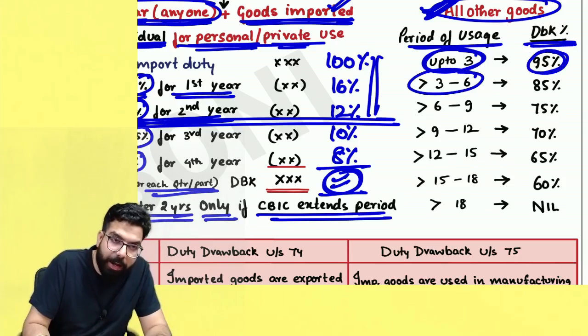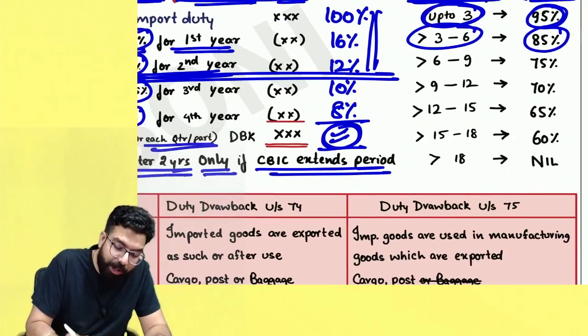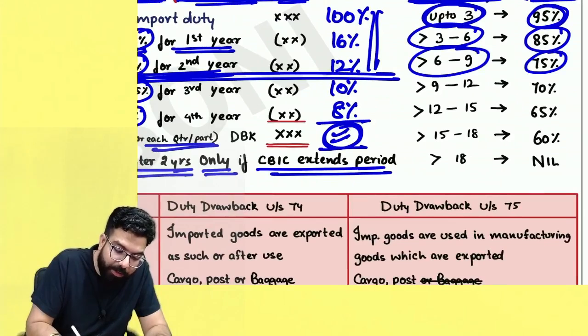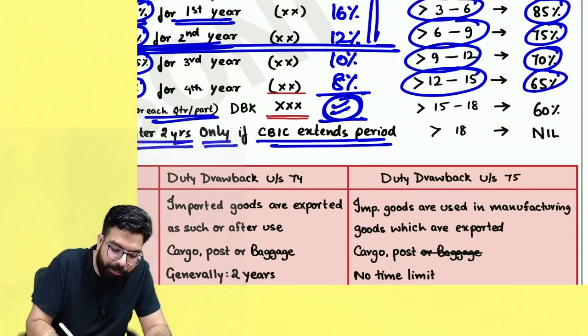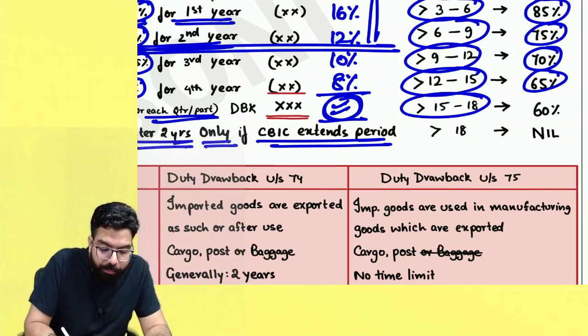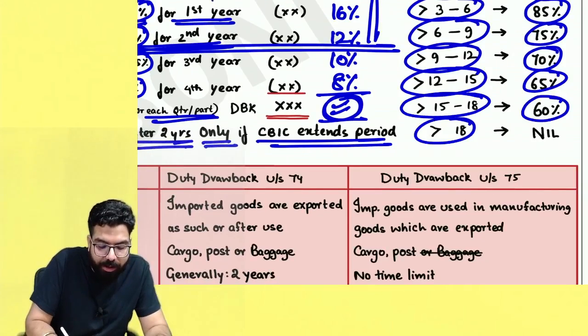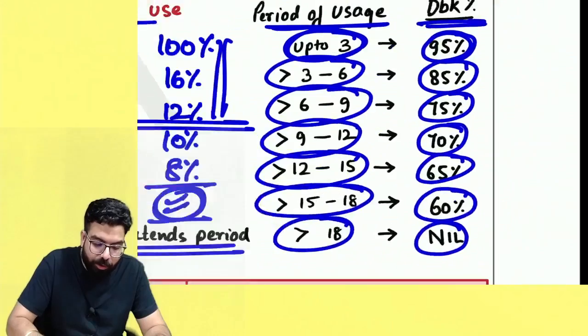Sir, greater than 3 months up to 6 months, then 85% duty drawback. Greater than 6 months up to 9 months, 75%. Greater than 9 months up to 12 months, 70%. Greater than 12 months up to 15 months, 65%. Greater than 15 months up to 18 months, 60%. And greater than 18 months, it is nil. So, sir, how do we remember?